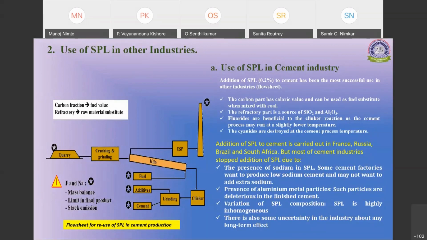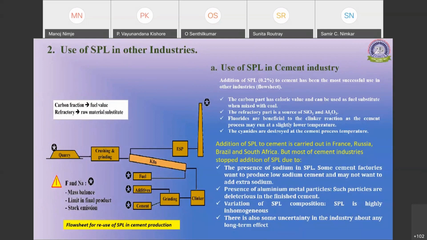In this, the carbon part of SPL, which has high calorific value, can be used as a fuel substitute when mixed with the coal. The refractory part of SPL is a source of SiO2 and Al2O3 for cement. The fluoride present in the SPL is beneficial to the clinker reaction, as the cement process may run at a slightly lower temperature, and the cyanide present in the SPL is destroyed at the cement process temperature. The addition of SPL to the cement is carried out in France, Russia, Brazil, and South Africa.